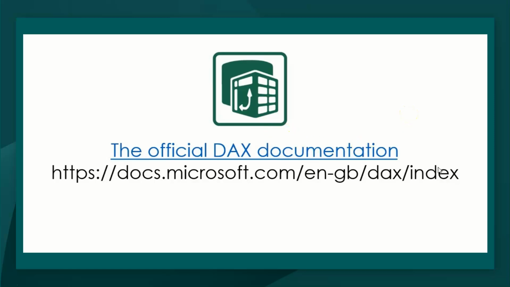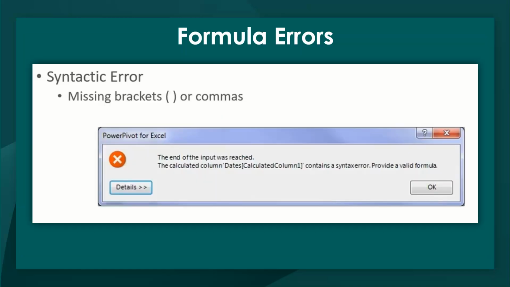So when writing DAX, you will definitely face errors as well. There are two kinds of error you will see in Power Pivot in Excel when you write DAX or in Power BI. The first one is syntactic error. Whenever you miss some brackets or commas, you will have this kind of message where you have to understand that this is a syntactic error, which means that you either forgot to add some commas or are missing brackets. So make sure that you fix that particular thing and it will be corrected.